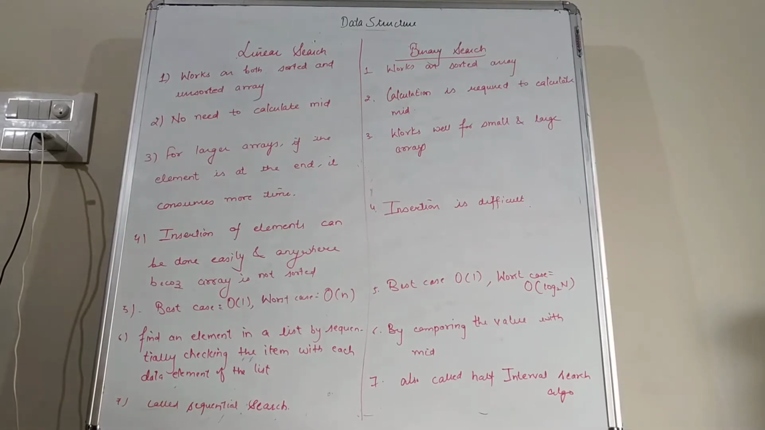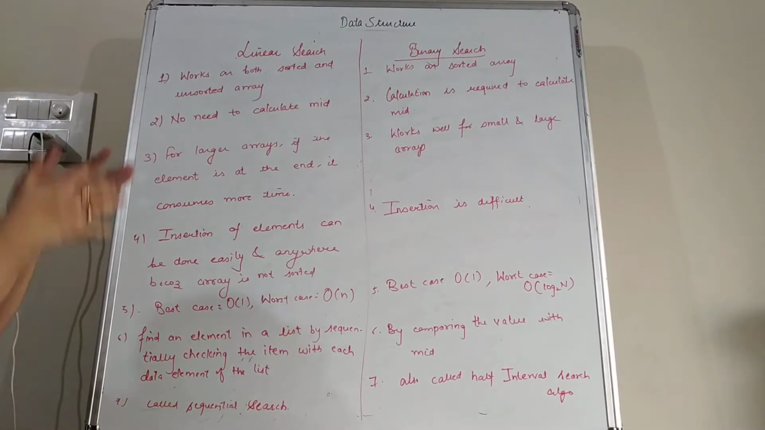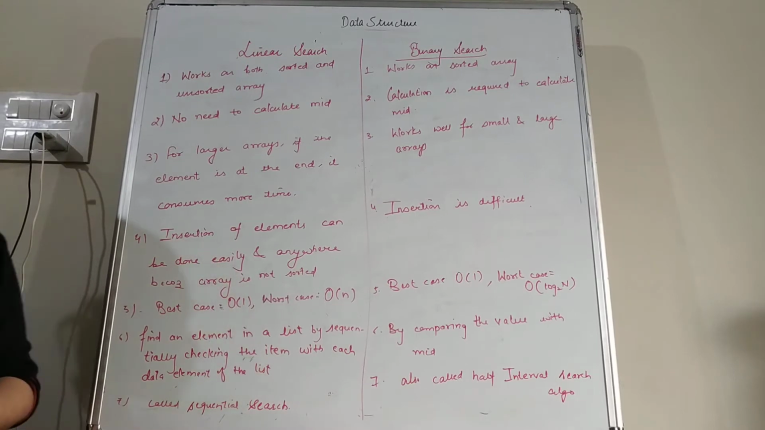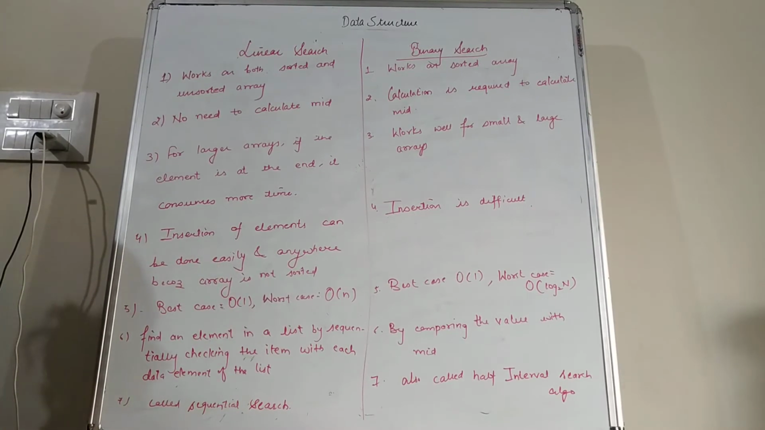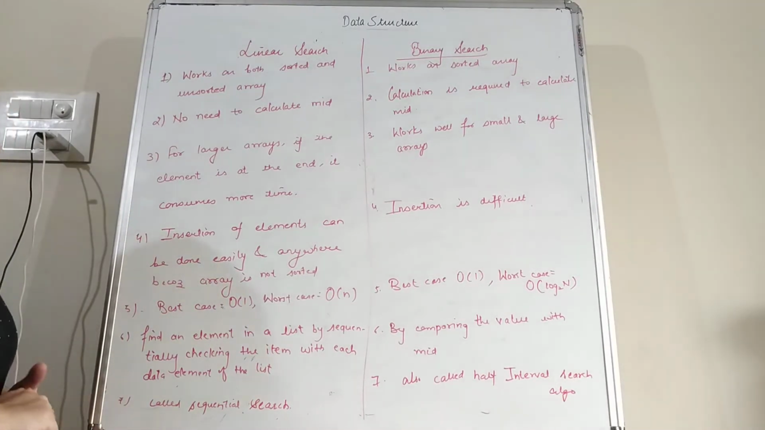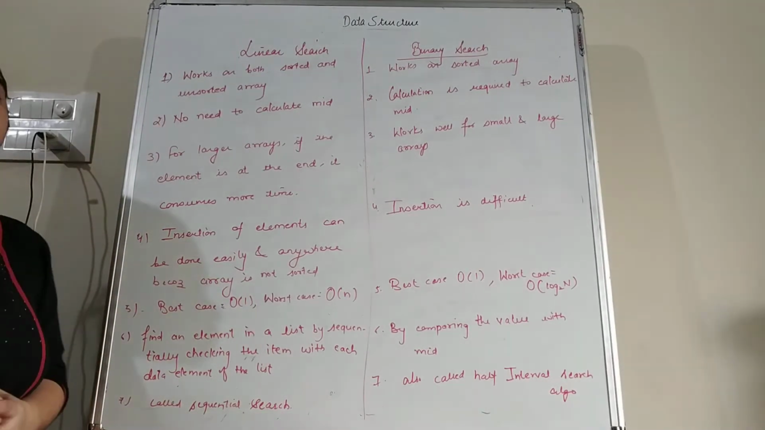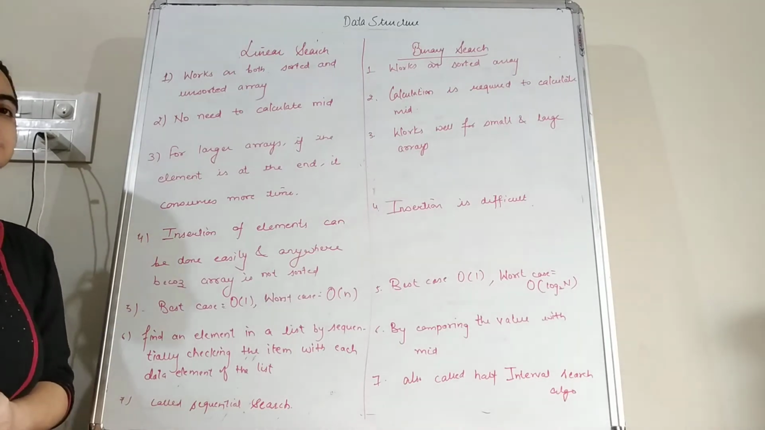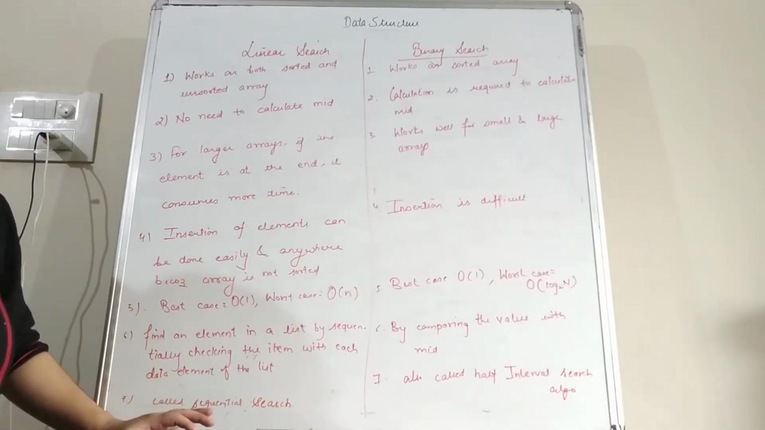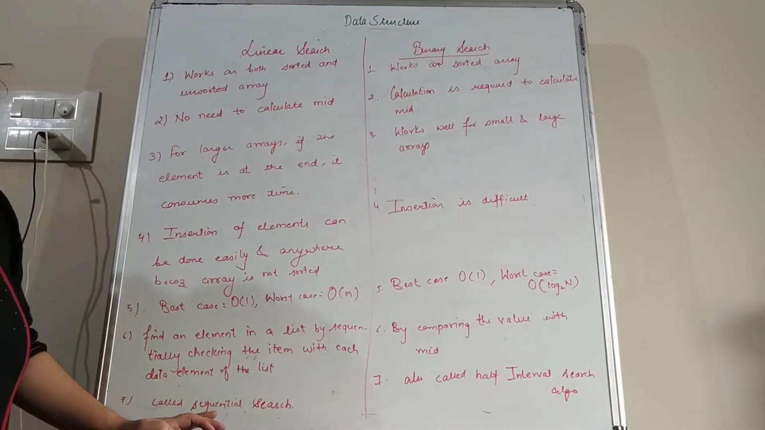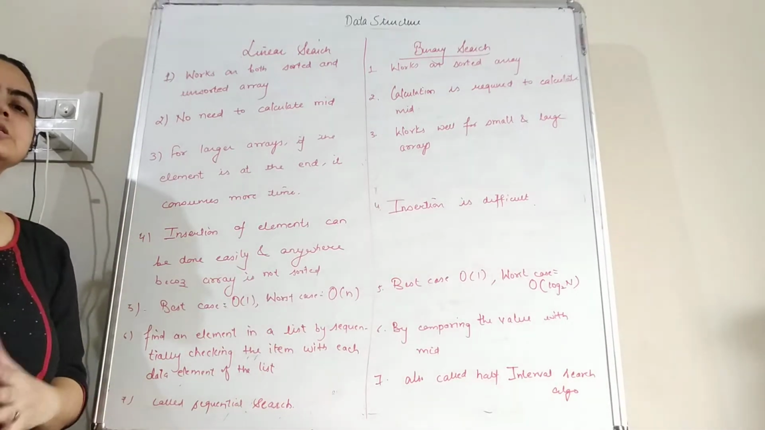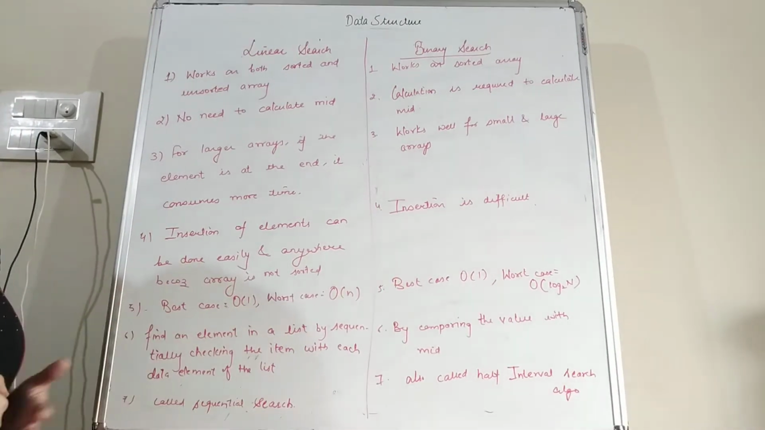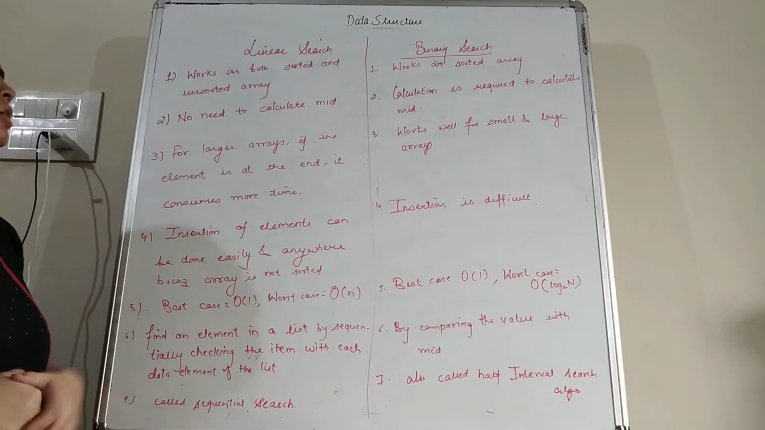Difference between linear search and binary search. So students, these two are the search algorithms using which we can search a data element from the data structure. So first one is, in case of linear search, it works on both sorted as well as unsorted arrays. Students, in case of the linear search, there is no need to sort the data elements in ascending or descending order in order to search the element from the list.